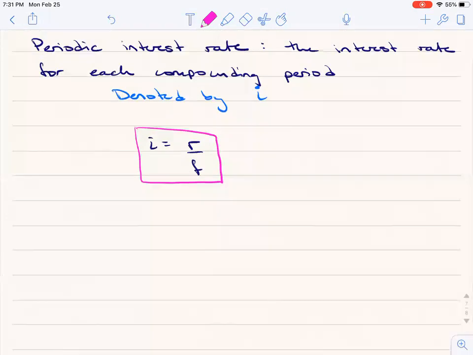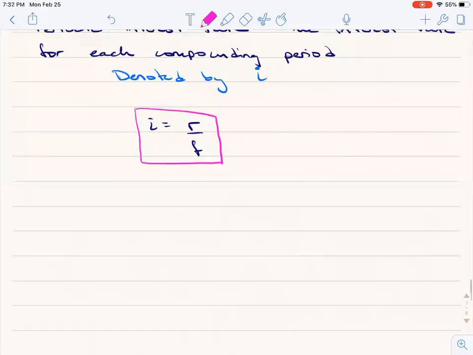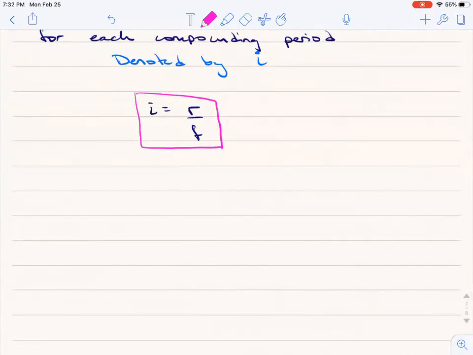So R is going to be the annual rate, that's the rate that I'm giving you in the problem. I'll say the rate was 4% compounded weekly. So then you would take 0.04 divided by 52, for example, to get your periodic interest rate. How much of that interest are you getting in each of these periods?